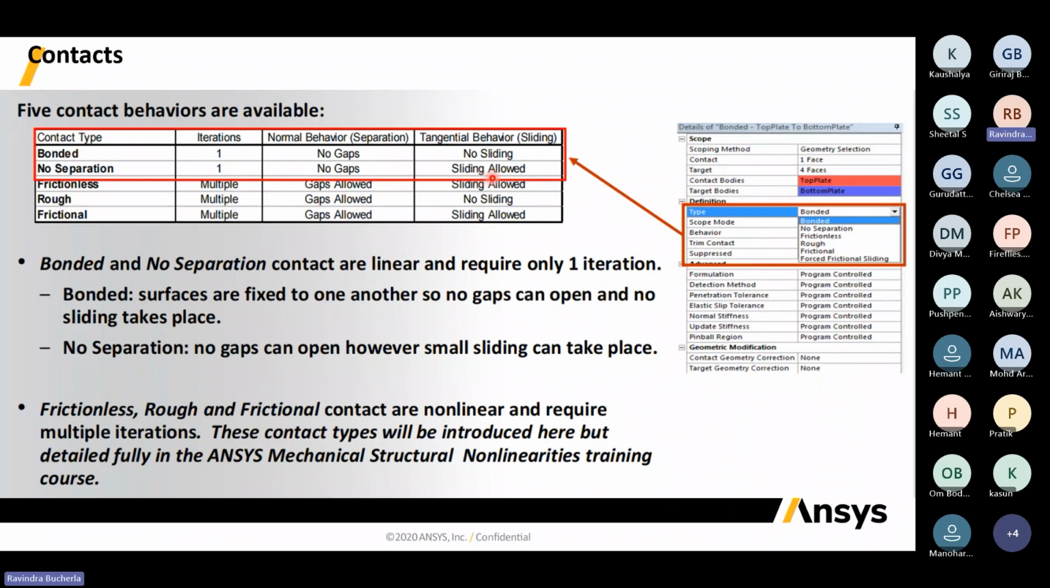For example, if you take your mouse and table, between the bottom surface of the mouse and the top surface of the table, if I consider it as bonded, it means fixed. I can't slide my mouse, or I can't separate, I can't take the mouse out of the table. So that is bonded. No separation means I can slide my mouse over the table, but I can't separate, I can't take my mouse out of the table. Frictionless means I can slide my mouse, so sliding is allowed, and separation is also allowed. If I want to take my mouse from the table and keep it in my bag, I can.